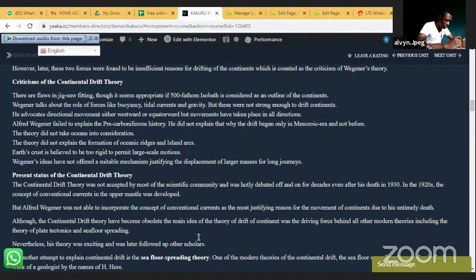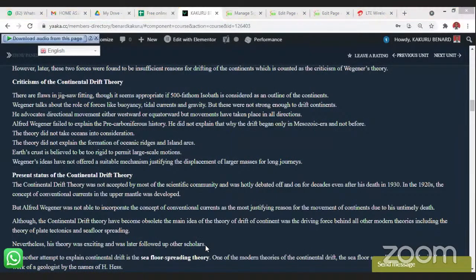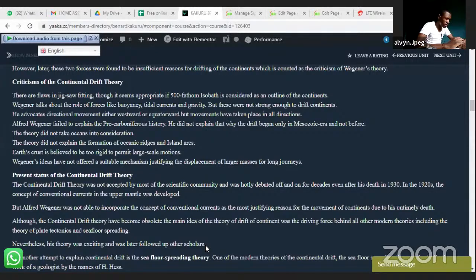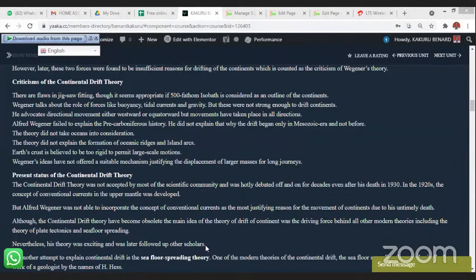Criticism of the continental drift. Should I continue? Yes, let's see the criticisms, why other scientists did not take this up. There are flaws in the jigsaw fit, though it seems appropriate if the 5,000 fathom isobar is considered as an outline of the continents.